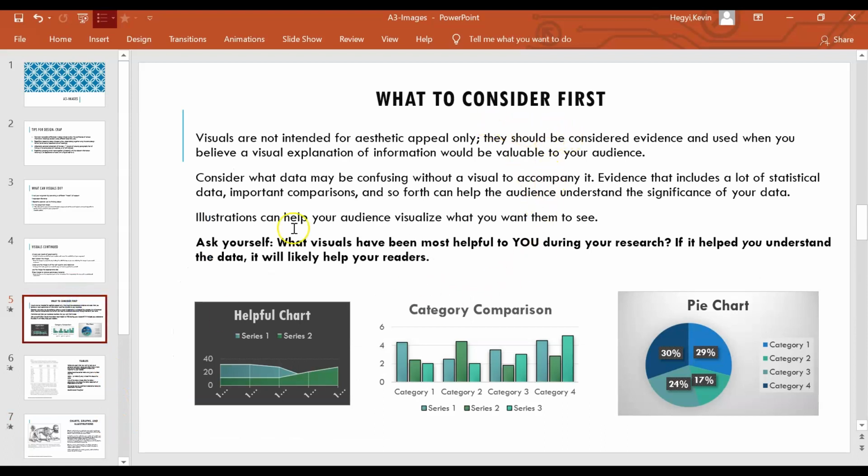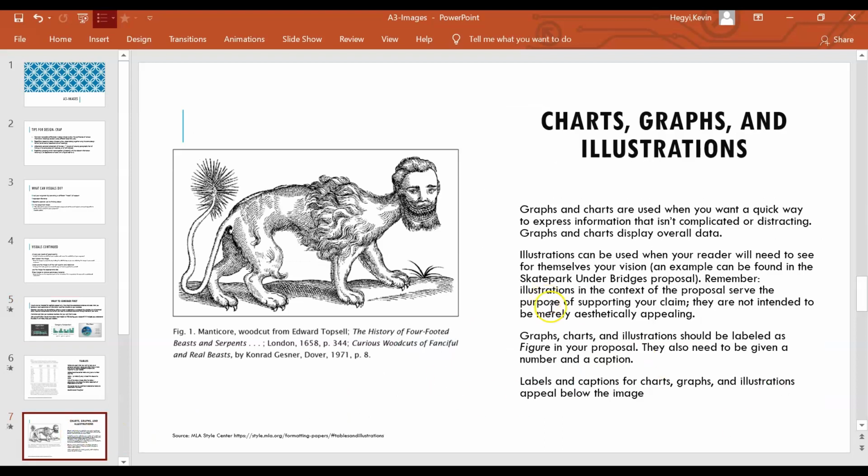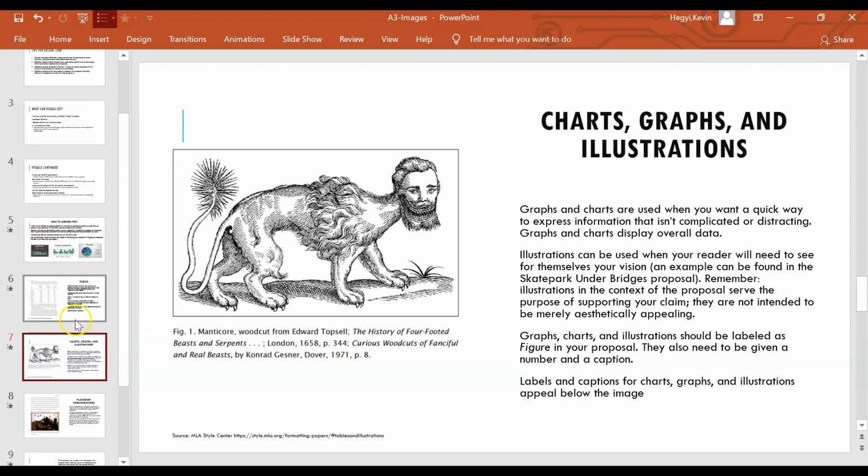Treat your images as pieces of evidence that need to be developed. They need to be developed for your reason, which is to persuade someone, to convince someone to accept the solution that you're proposing and to implement that solution as well. So remember that things aren't just aesthetic here. They always have to serve a purpose for our larger purpose of the paper, to convince.